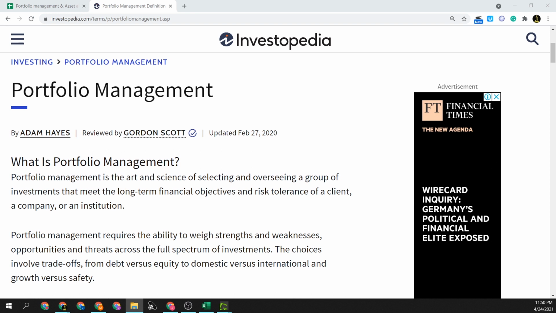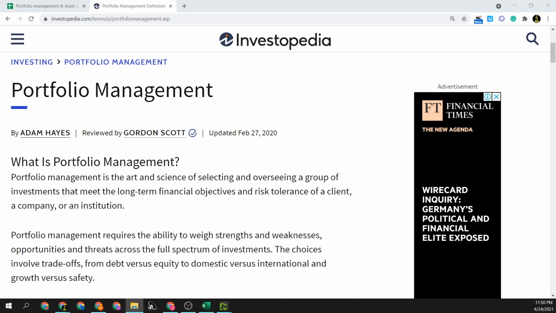According to Investopedia, portfolio management is the art and science of selecting and overseeing a group of investments that meet the long-term financial objectives and risk tolerance of a client, a company, or an institution. Portfolio management requires the ability to weigh strengths and weaknesses, opportunities and threats across the full spectrum of investments. The choices involve trade offs from debt versus equity to domestic versus international and growth versus safety.